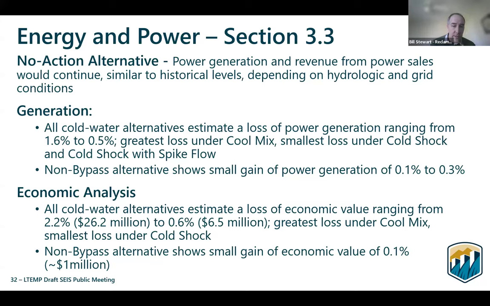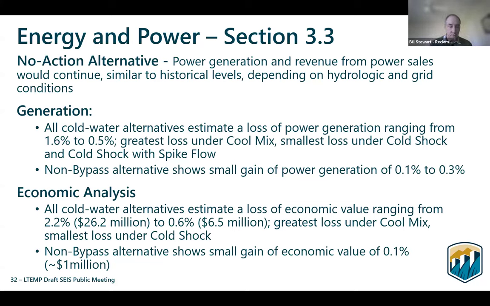So for the no action alternative, power generation and revenue from power sales would continue similar to historic levels, depending on the hydrologic and grid conditions. As it relates to generation, all of the cold water alternatives estimate some level of loss of power generation in this range from 1.6 to 0.5% compared to the no action alternative. The greatest loss was under the cool mix alternative. The smallest loss was under the cold shock with flow spikes, and this is for the cold water alternatives. The non-bypass alternative showed a gain of power generation of 0.1% to 0.3%, again, relative to the no action alternative.